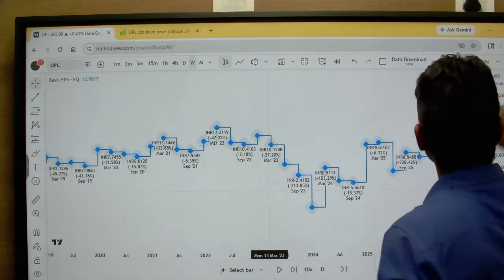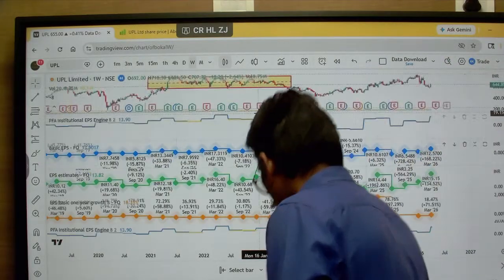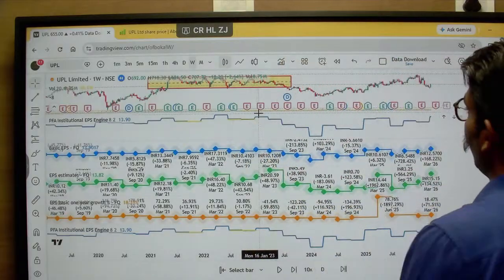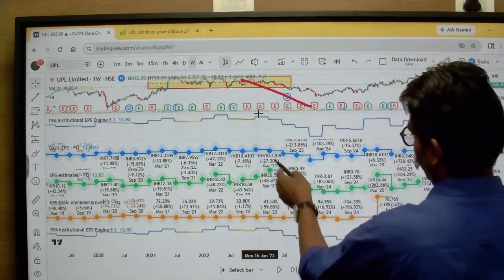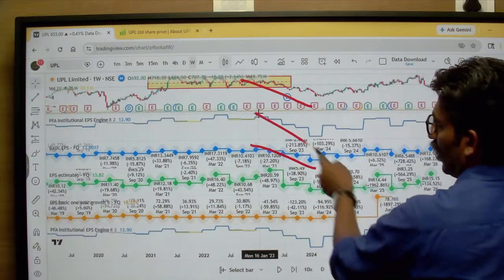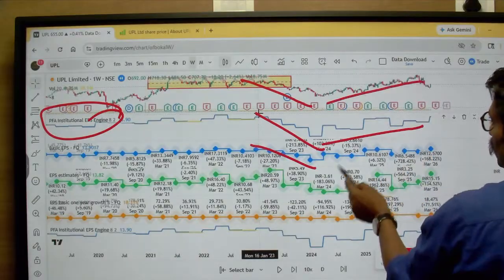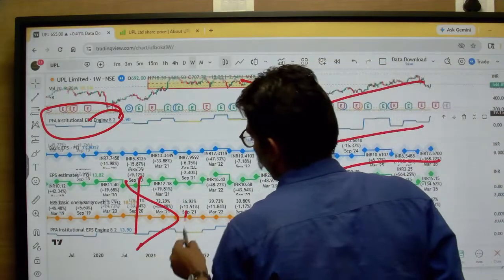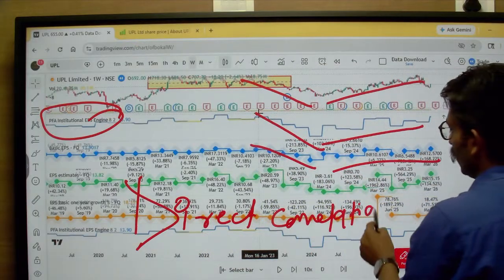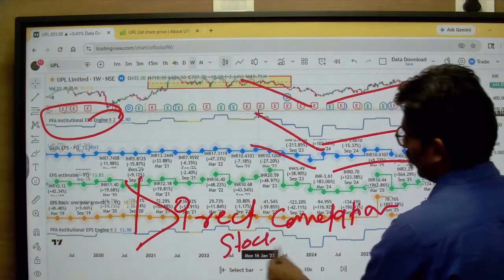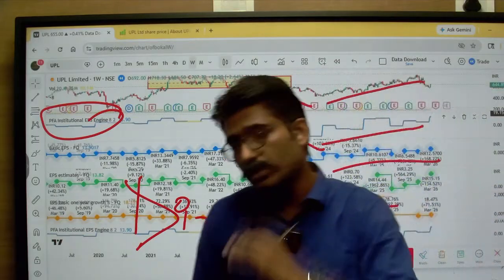So if you plot this one, and go back to the main chart, which is this one, you would notice, I know there's a lot of data, but let me make your life simpler. Look at this one. This data is compressed, and this is our own indicator. Look at this one. There is a direct correlation between stock price and EPS.